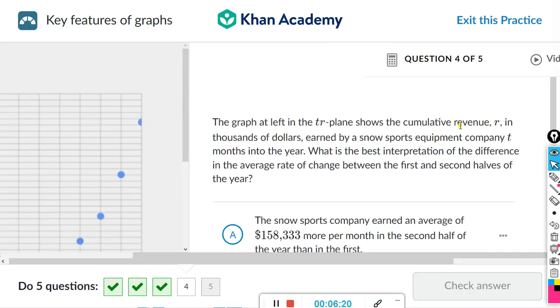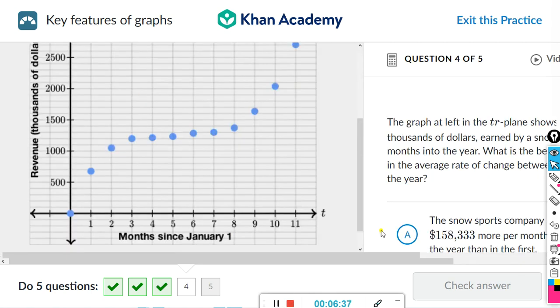The graph shows a cumulative revenue R in thousands earned by snow sports in T months of the year. What is the best interpretation of the difference in the average rate of change between the first and second half of the year? All right, let's find the slope or average rate of change for the first half of the year. So we're going to go from 0 to 6. Since this represents 12 months, halfway would be 6.